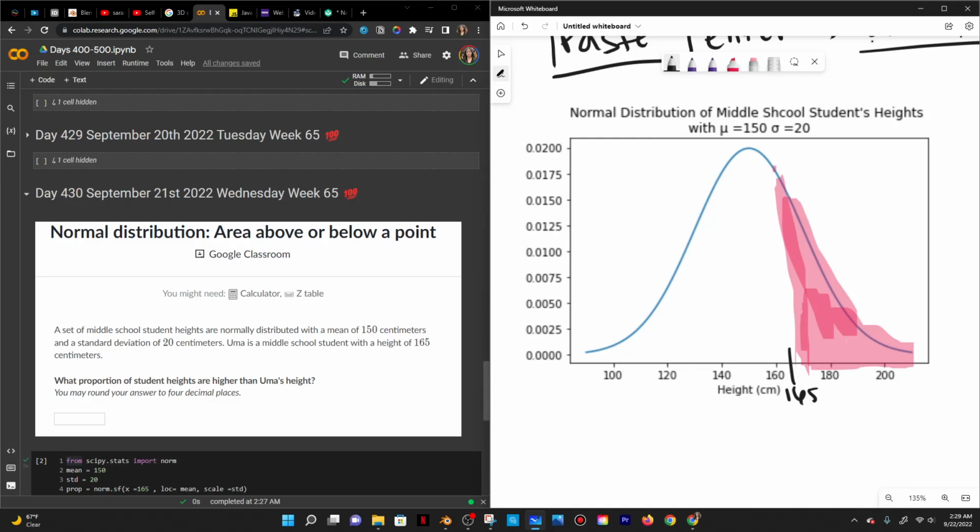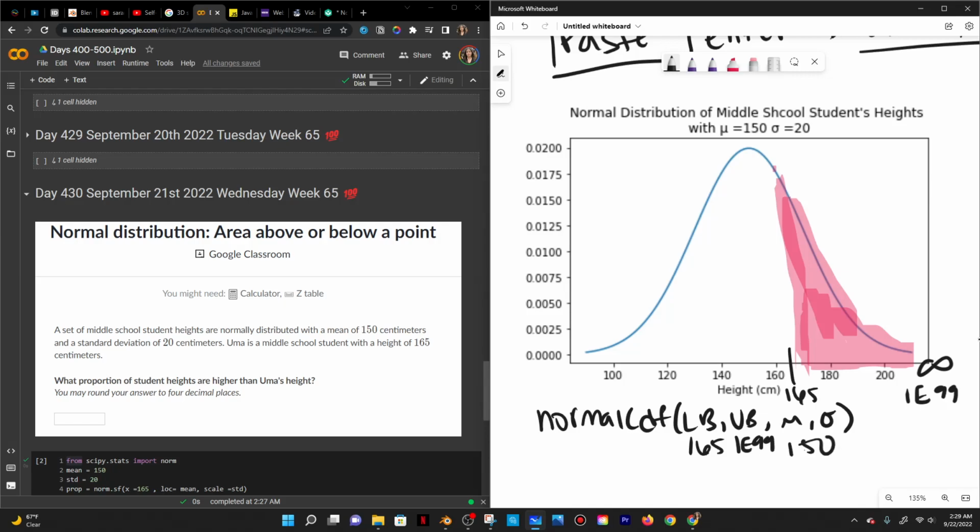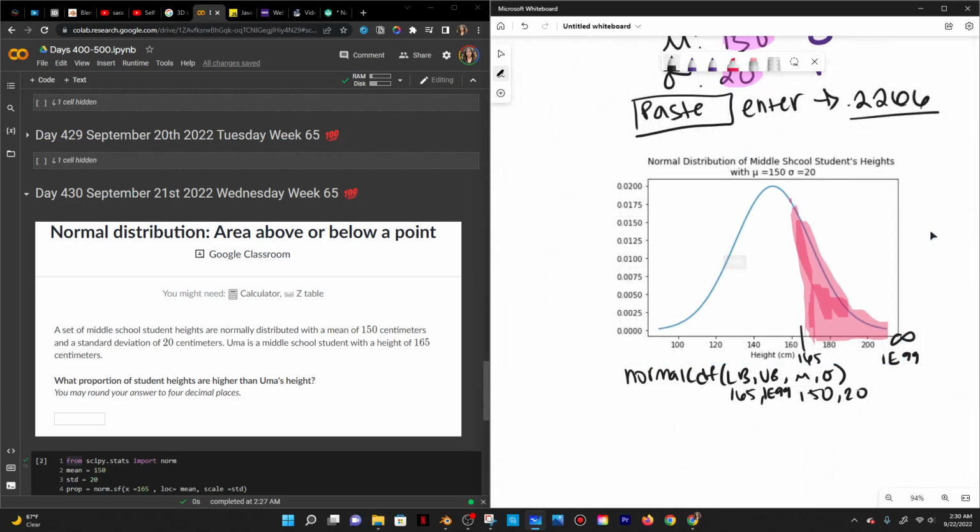Normal CDF in the calculators takes the lower bound, upper bound, mu, and sigma for the normal distribution, given the mean and standard deviation. The lower bound is 165 because we started at 165. Then we're trying to find the proportion to the right of that, above that height. It's a continuous function that never ends, so the upper bound is infinity, and we used 1e99. So 165, 1e99, mu is 150 and sigma is 20, and that is where everything came from. Now, what is the relationship between this and the z-score method?